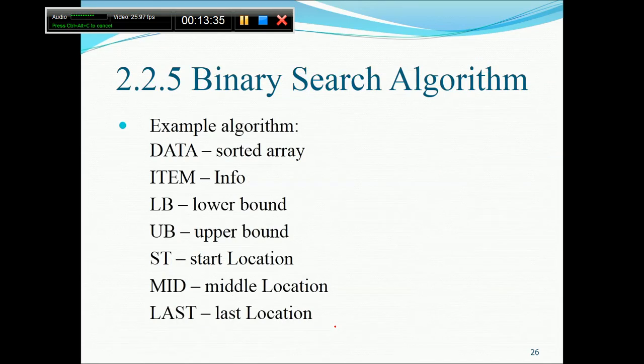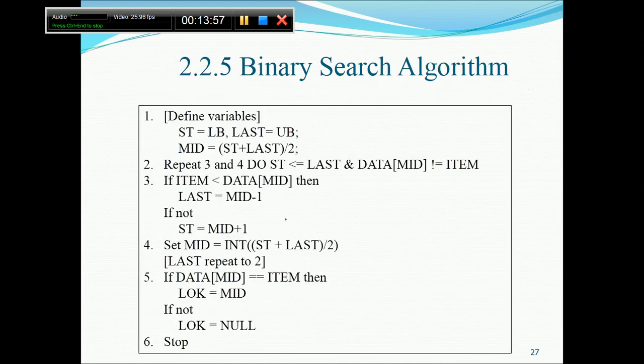So these are some of the variables that we have taken in the binary search algorithm. Sorted array, that is the data. Item is the info that I am looking for. LB is the lower bound. UB is the upper bound. ST is the start location. Mid is the middle location, and last is the last location. These are just the variables that we have used.